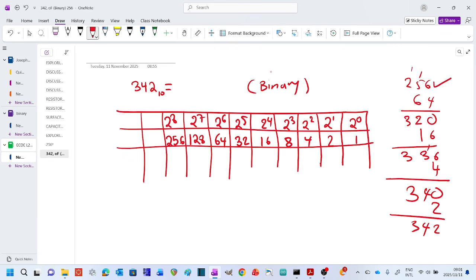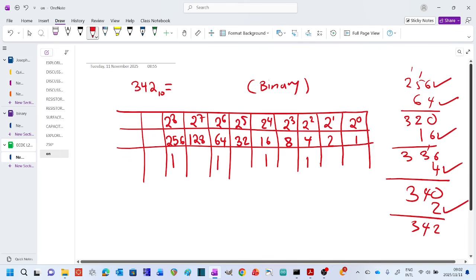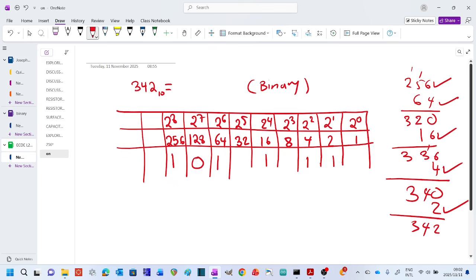We have used 256. We're going to put a 1 there. We have used 64. We're going to put a 1 on 64. We have used 16. We're going to put a 1 on 16. We have used 4, a 1 on 4. We have used 2, a 1 on 2. The rest of the numbers, like 128, take a 0. 32 takes a 0, 8 takes a 0, and 1 takes a 0.